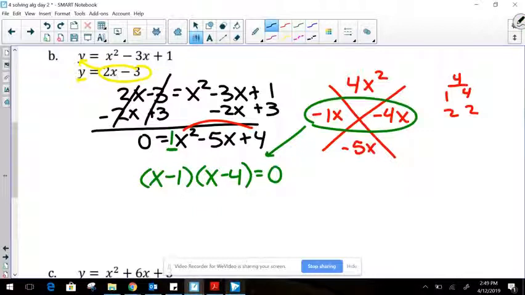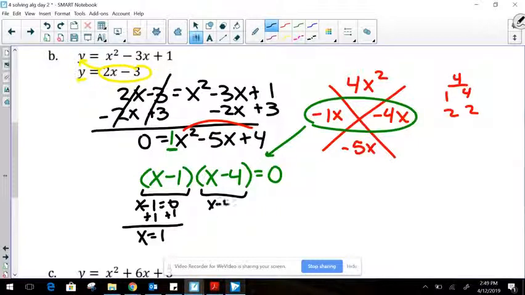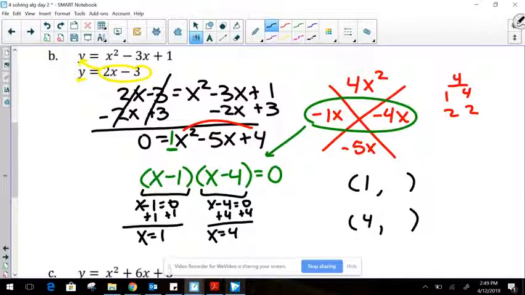Okay, now set up your mini equations. So x minus 1 equals 0. I will add 1 to both sides. And then x minus 4 equals 0. Add 4. Okay, so those are the two x values. I'm going to write them over here. So I have 1 and 4. I'm going to plug them in to my linear equation, which is y equals 2x minus 3.